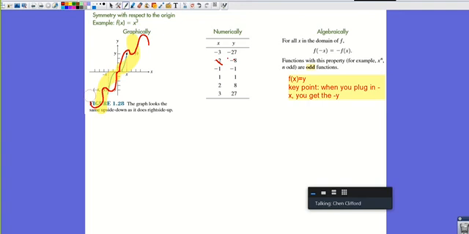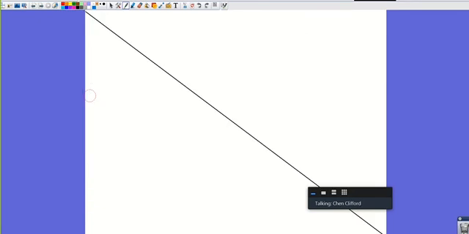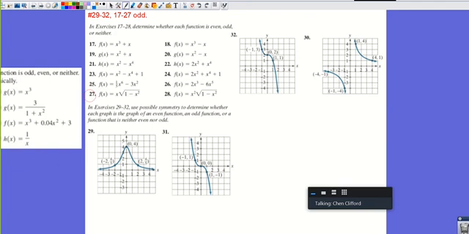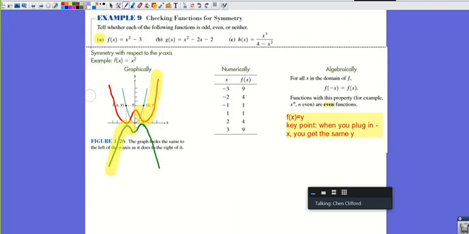So odd and even functions are easy to figure out graphically. Graphically they're super easy to figure out. Now when you do it algebraically, that's where it gets, I wouldn't even say it's tricky. You just got to pay attention to what I'm going to say.